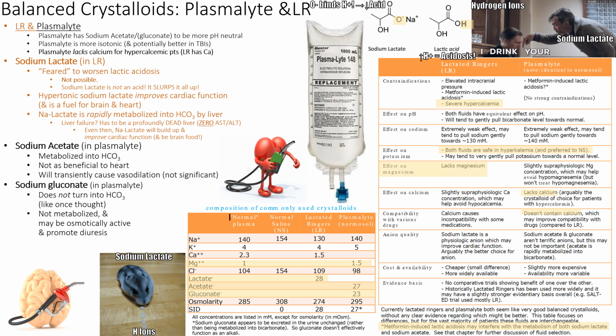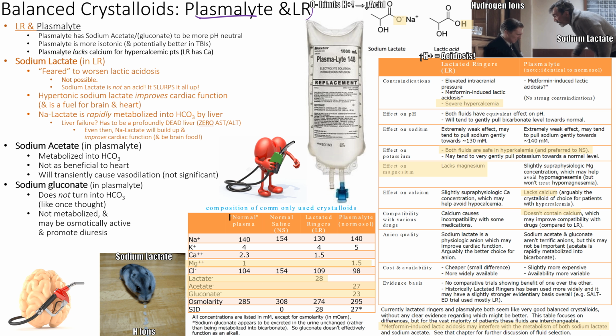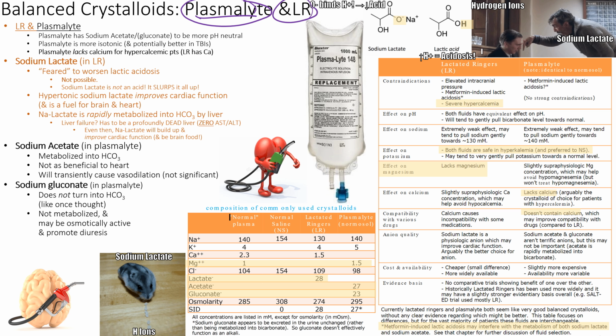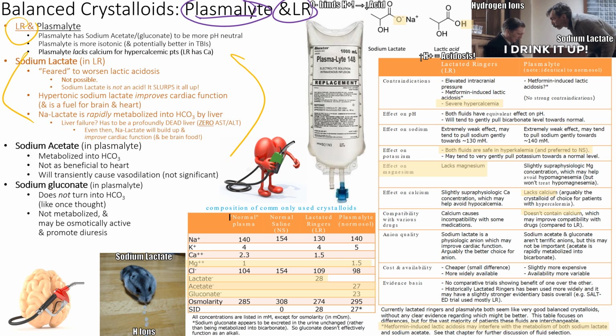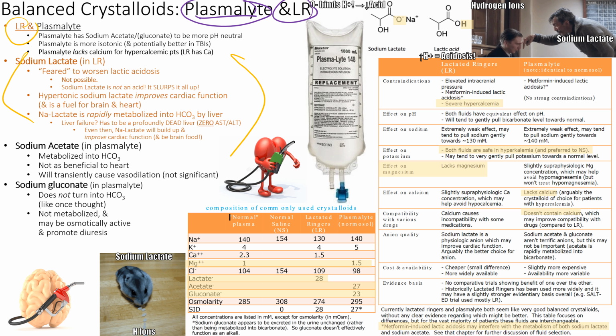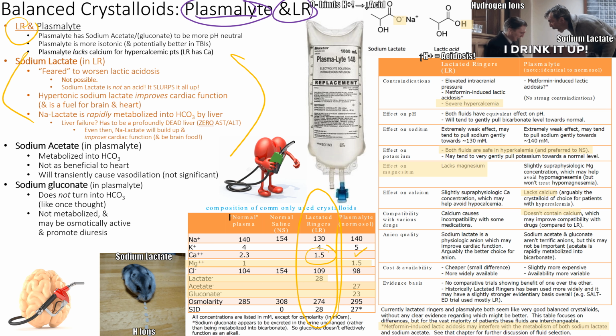So, balanced crystalloids such as Plasmalyte and LR. We're going to talk about just what the difference is between the two. In orange is our LR. LR, we kind of know a little bit. It has calcium in it. So we compare LR over here. LR has a little bit of calcium in it, whereas Plasmalyte does not.